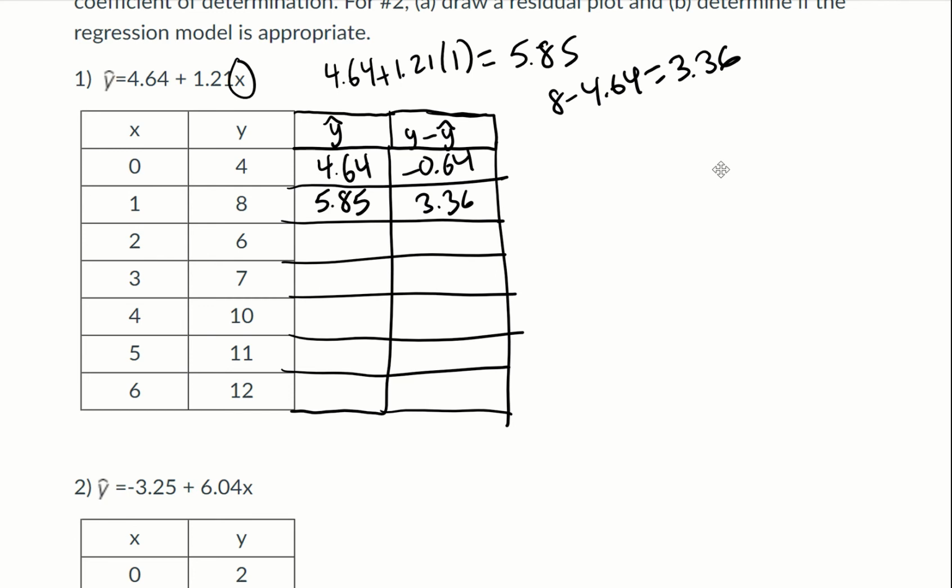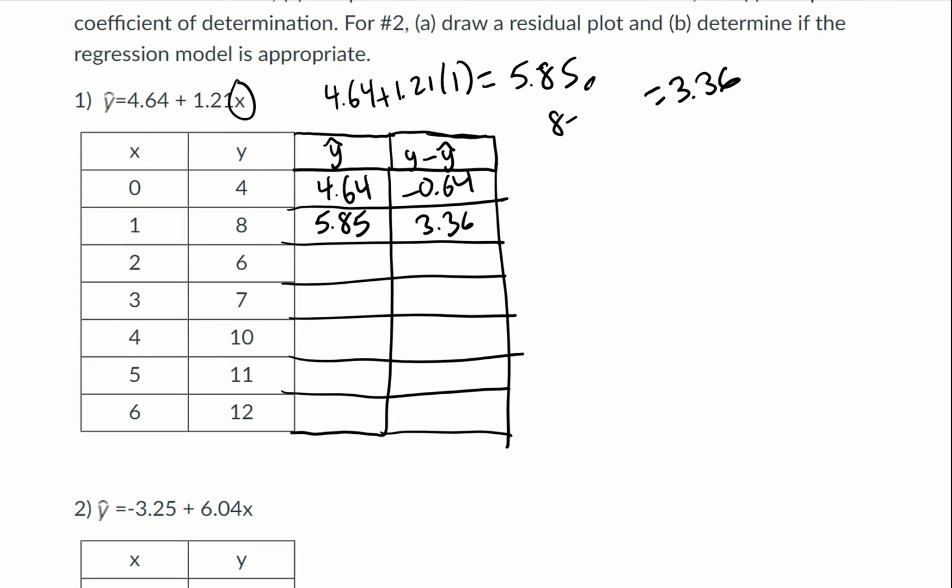Oh, wait a second, sorry. I put 4.64 here. I should have written 5.85. So that's going to change our number there. We got 5.85, oops, which is going to change this to 2.15. So this number should change.